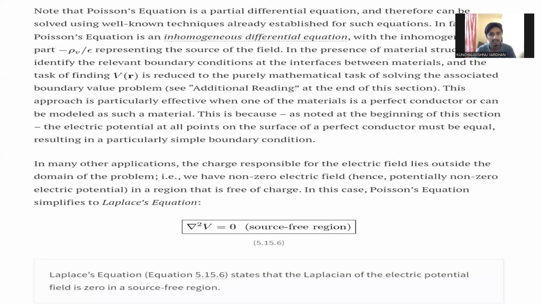In many other applications, the charge responsible for the electric field lies outside the domain of the problem. That is, we have a non-zero electric field, hence a non-zero electric potential, in a region that is free of charge. In this case, Poisson's equation simplifies to Laplace equation, grad squared V equal to 0. Laplace equation states that the Laplacian of the electric potential is 0 in the source-free region.